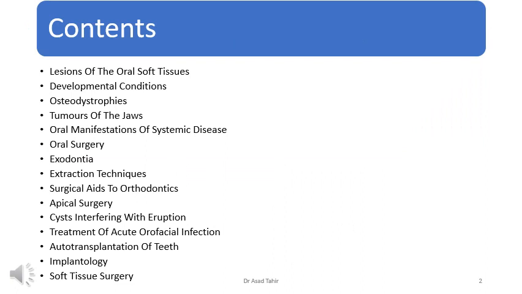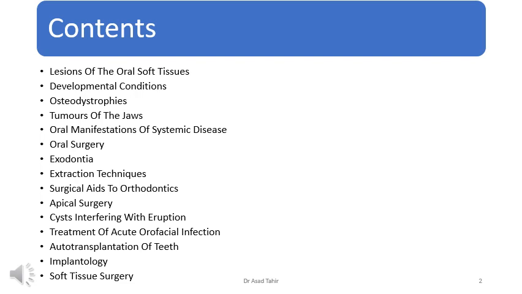Welcome to our lecture on oral pathology and surgery. Today, we'll explore various facets of oral health, from soft tissue lesions to surgical interventions. We'll start with soft tissue lesions, moving on to developmental conditions and osteodystrophies affecting the jaws. Then, we'll dive into tumors of the jaw and oral manifestations of systemic disease.